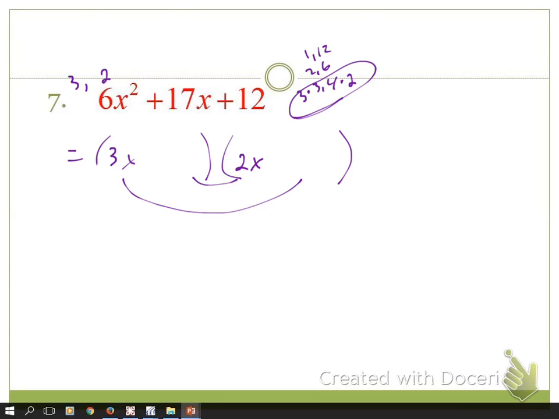I need to multiply the 3's together. So the 3's need to go on the other ends of smiles. I got to multiply a 4 and a 2 together. So we get 3x plus 4, 2x plus 3, and then we're done. It's a bit of a process, but it's one that you're just going to have to do and try to find your right combination. Okay?